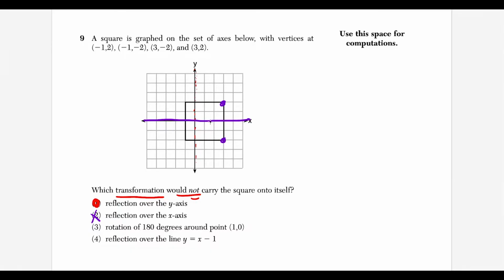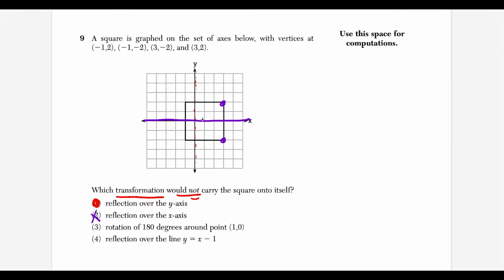So all of these points would map onto themselves, because this line on the x-axis essentially folds the square exactly in half. So this one is good. Choice 3: a rotation of 180 degrees about the point (1, 0).